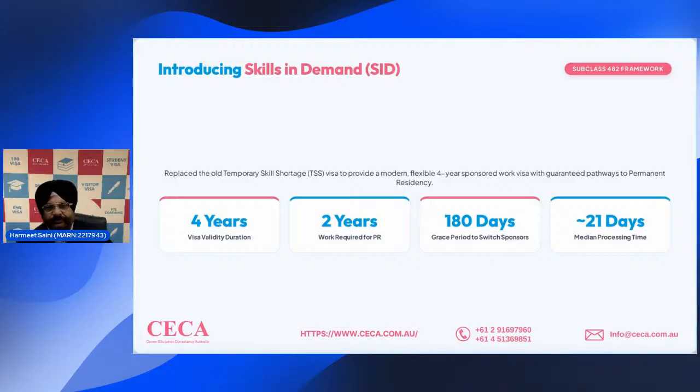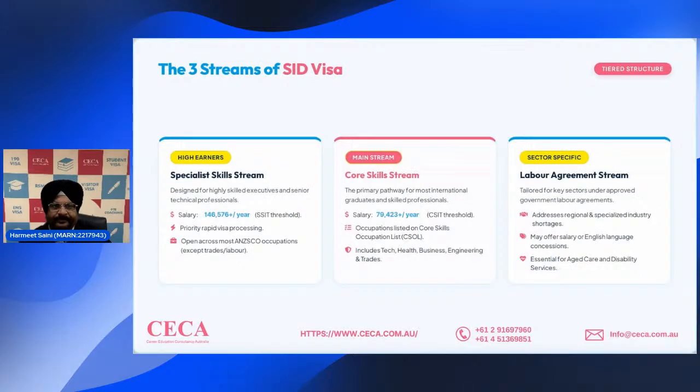Another flexibility is that if you want to change the employer or the job, that is still possible, and you will get 180 days, which is approximately half a year. So you have time if you want to change your employer, but make sure that you need nomination from that employer if you are going to change. Its processing time is also very quick compared to other general category visas. This visa has three types of streams: the core skill stream, the specialist skill stream, and the labor agreement stream.